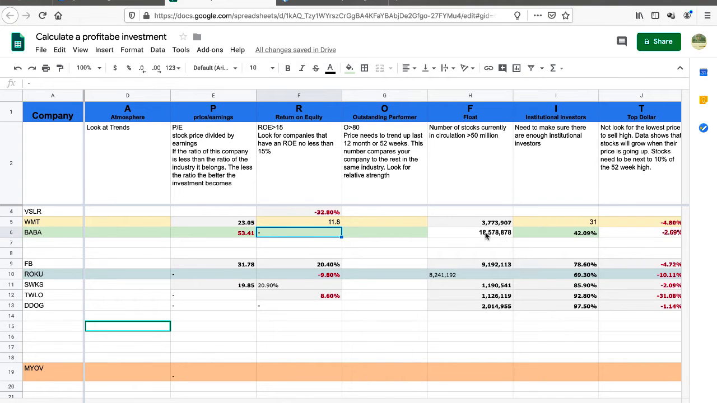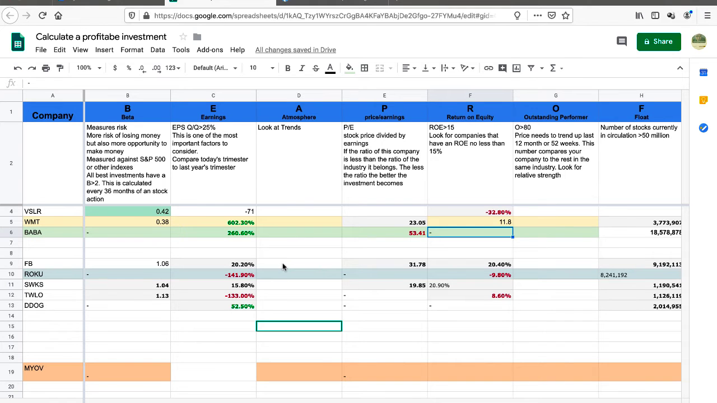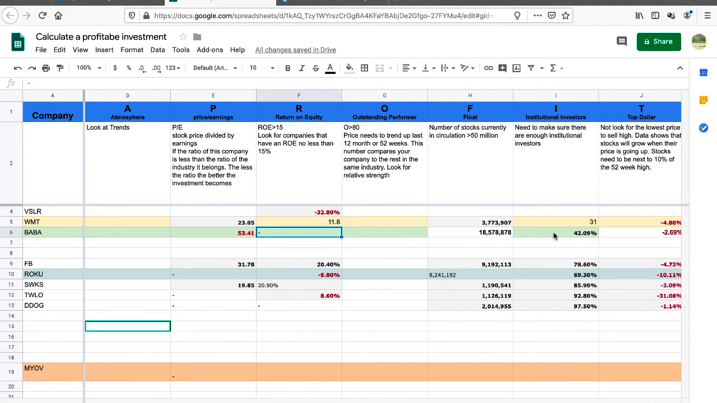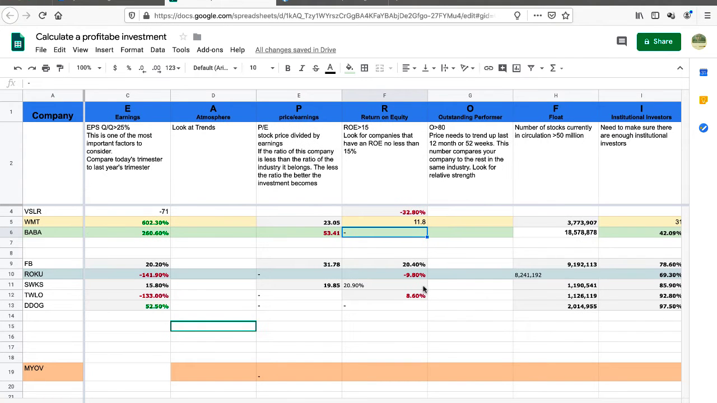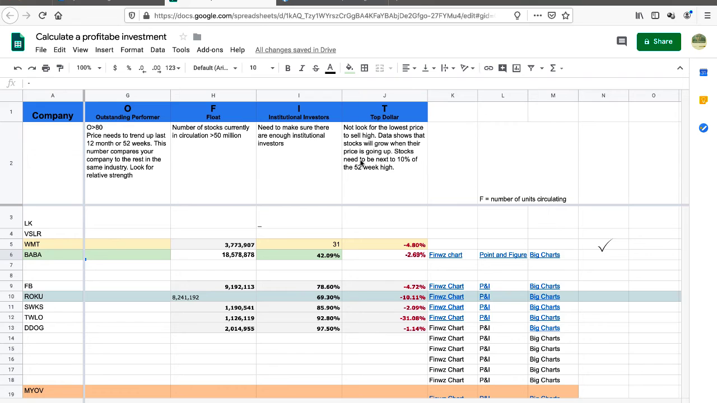Number of stocks is less than 50 million, which is good. Institutional investors 42%, and again, it's kind of low, but I think this has to do a lot with the current atmosphere with the whole China USA trade talks going on, that a lot of investors or big companies really don't want to jump on it. But what happens if tomorrow there's talks that they come into some sort of agreement that favors everyone? Then it might jump up quite a bit. And then top dollar is still within the 10% of the 52-week high, so I kind of like it. All right, now let's look at the point and figure.